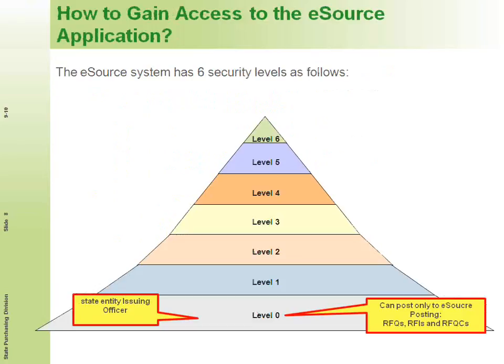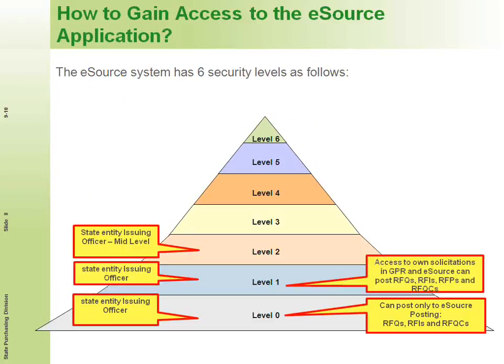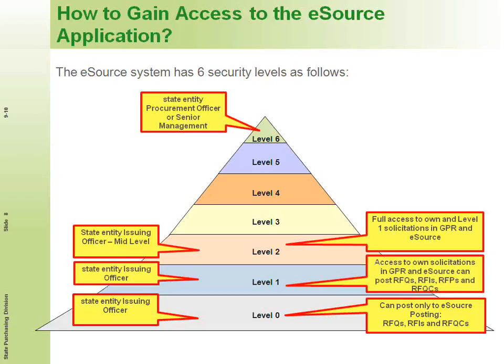If you look here, eSource is going to use security levels. A level zero is an issuing officer who can only post via eSource, and they're only able to post RFQs, RFIs, and RFQCs. A level one has access to their own solicitations on the GPR and eSource, and they can post RFQs, RFIs, RFPs, and RFQCs.